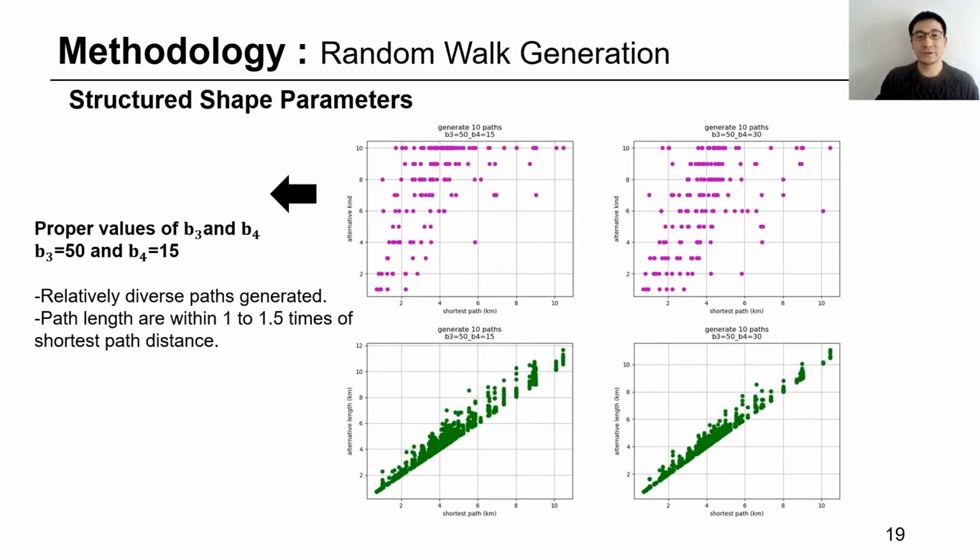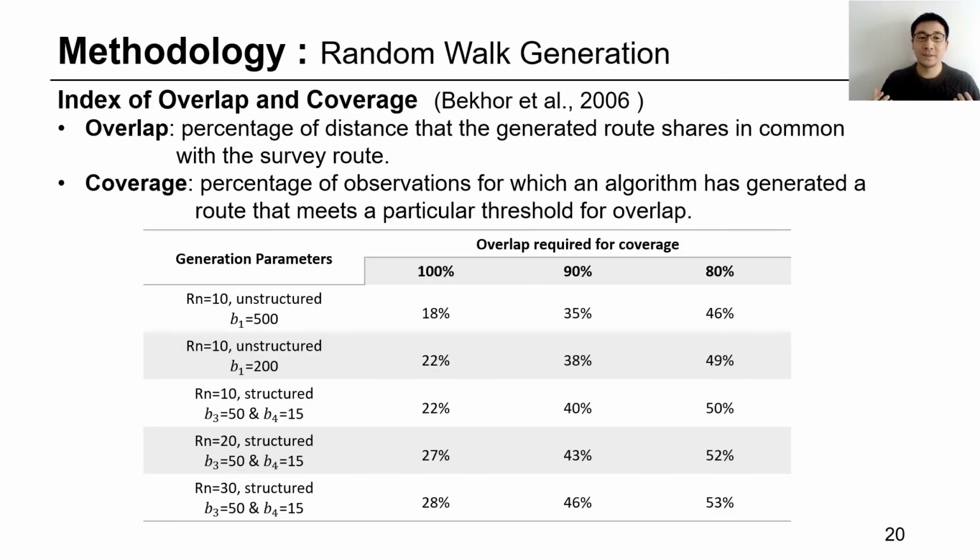Then I tried different structured shape parameters and tried to find an ideal combination of B3 and B4 values. When using 50 and 15, diverse paths were generated, and the path lengths were very well controlled to be 1 to 1.5 times the shortest path distance. I also calculated and examined the index of overlap and coverage. As the number of routes generated gets higher, or more diverse paths were generated, the coverage index was clearly raised in this random walk generation process.